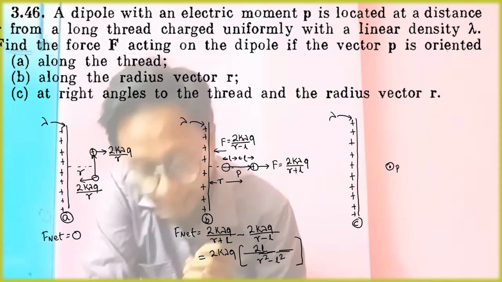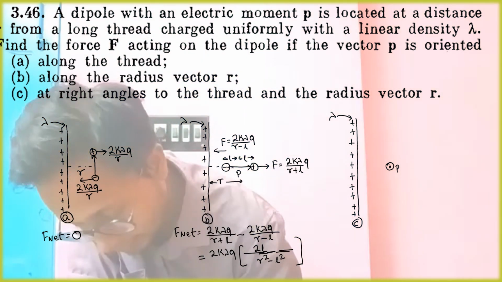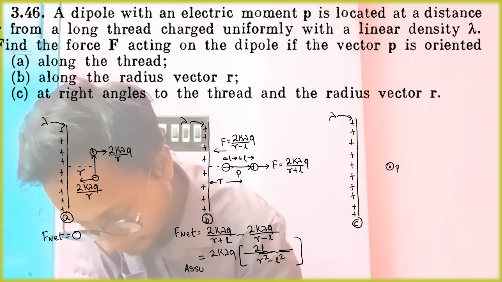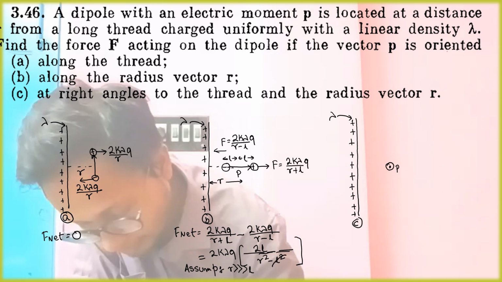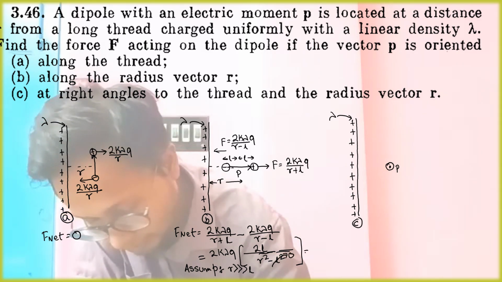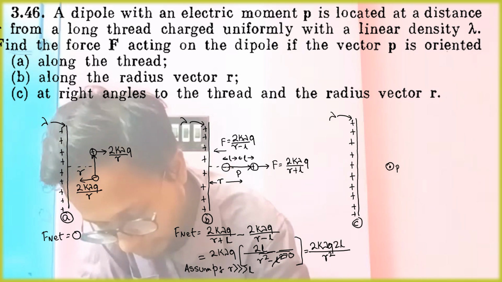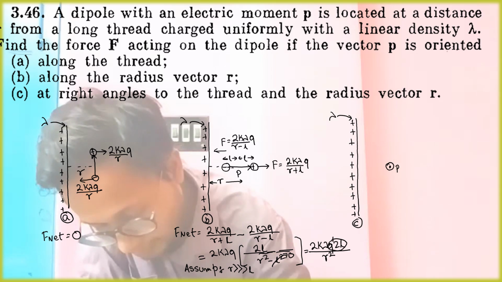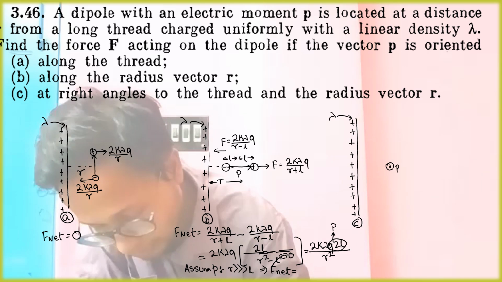Okay, and you have to take an assumption out here. Since r is much greater than l, that means l will get nullified to 0. The assumption is r is much greater than l, so out here l will be taken as 0. Net force is equal to 2kλq·2l divided by r², isn't it? q into 2l is nothing but the dipole moment. So the net force on the dipole is equal to 2kλp/r².